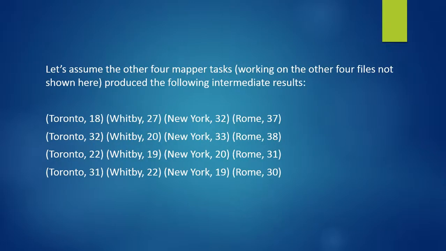Let's assume the other 4 mapper tasks working on the other 4 files produce the following intermediate results. Toronto with a maximum temperature of 18, Whitby with a temperature of 27, New York 32, Rome 37. So these key value pairs are generated from each file. These are the intermediate results. These are not the final results yet.